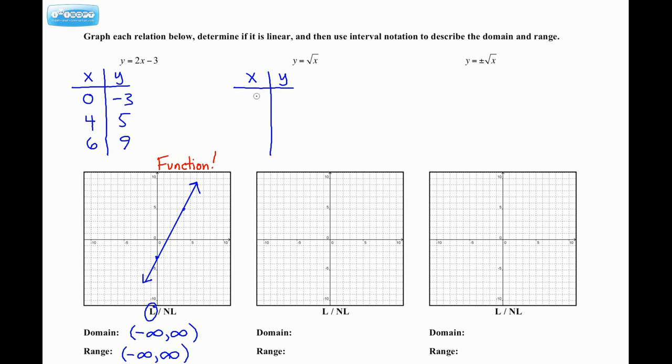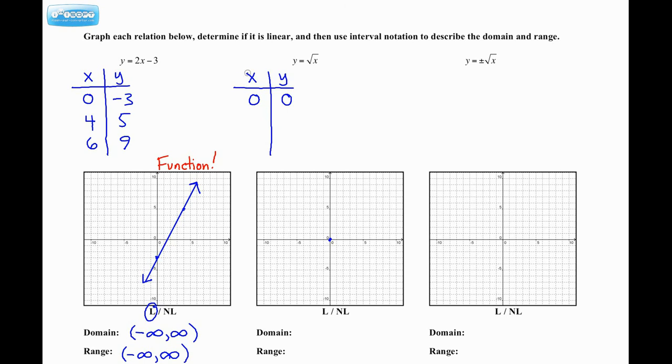Let's pick 0. What's the square root of 0? Meaning, what number times itself would give me 0? Well, that'd be 0. 0 times 0. So that's a point that I can plot. And there it is.